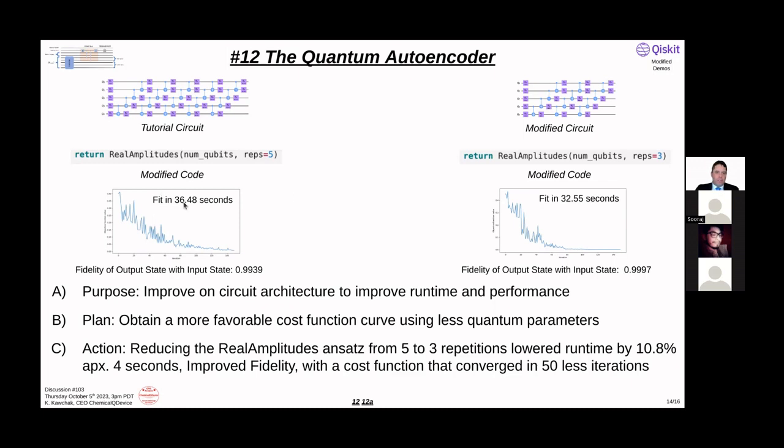So you see the fit goes from 36 to 32 seconds approximately, and this output state goes from 0.9939 to 0.9997, right? So the takeaway message with a lot of this is, even though these are small, if not toy problems, if it's working well in this, try it, keep running it on different data sets and scale it up.